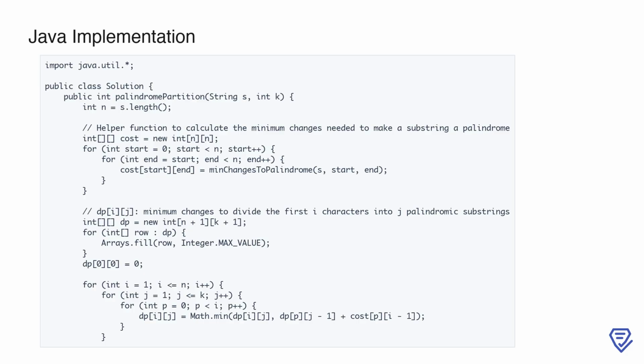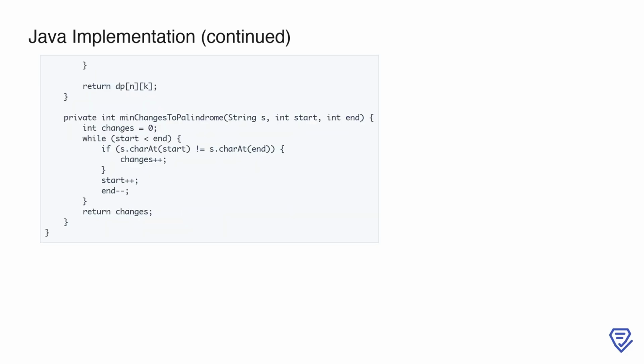Finally, we use 3 nested loops to compute the values for dp[i][j] dynamically. For each position i and each possible number of partitions j, we iterate over all possible previous partitions, updating dp[i][j] with the minimum cost based on the pre-computed cost array. Once the nested loops are complete, the algorithm returns the value of dp[n][k], which represents the minimum number of changes required to partition the entire string into k palindromic substrings.